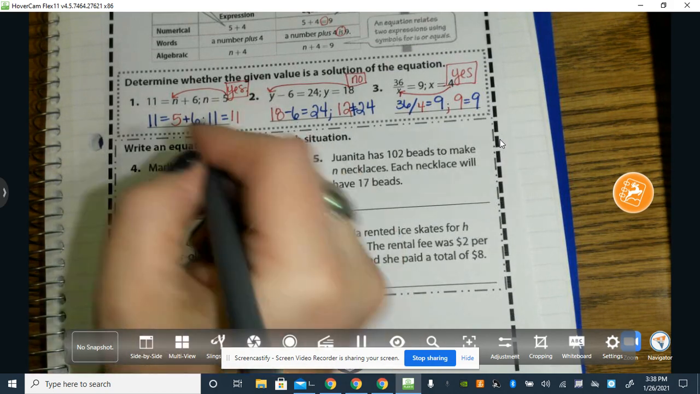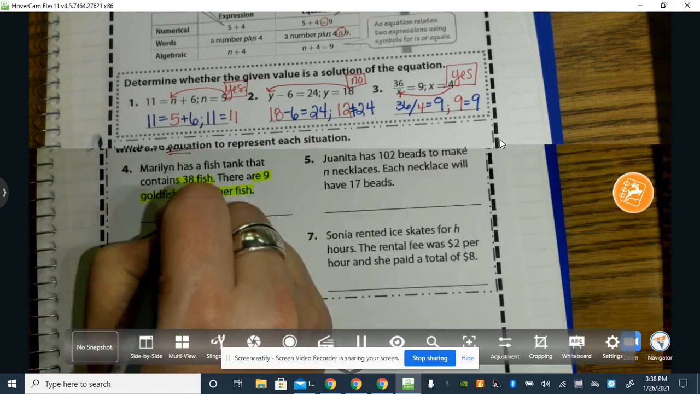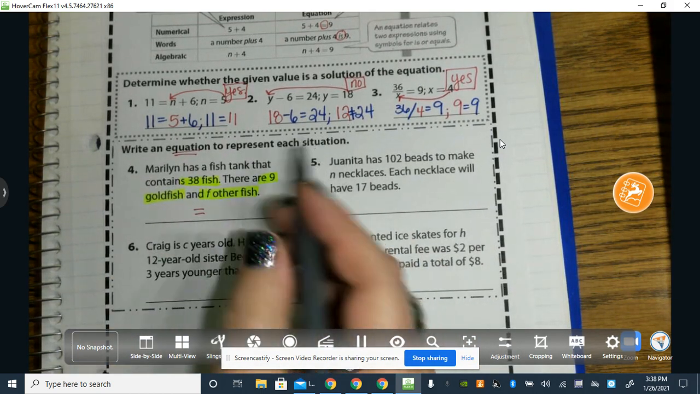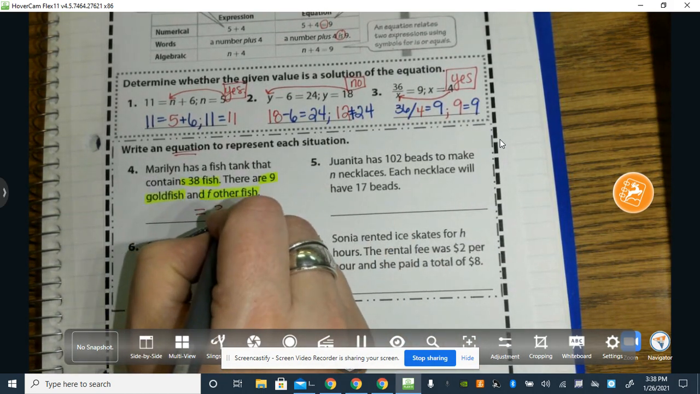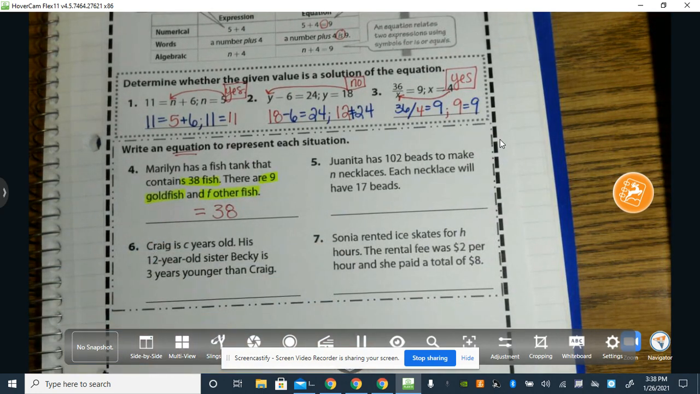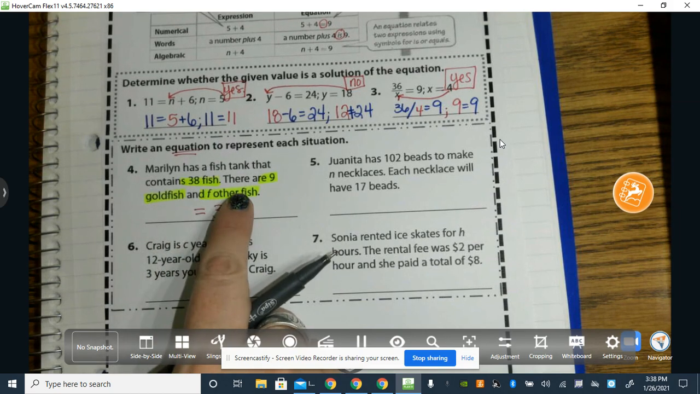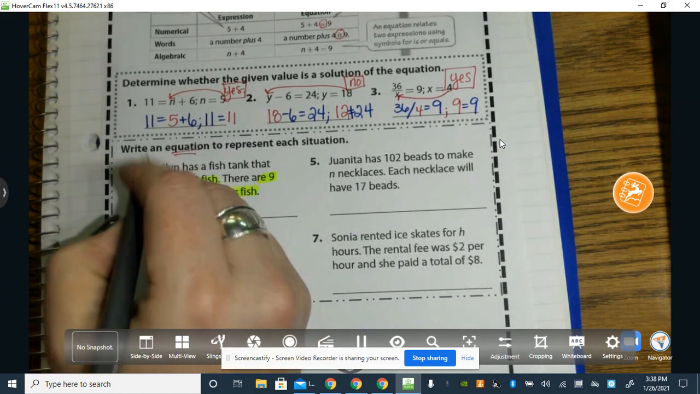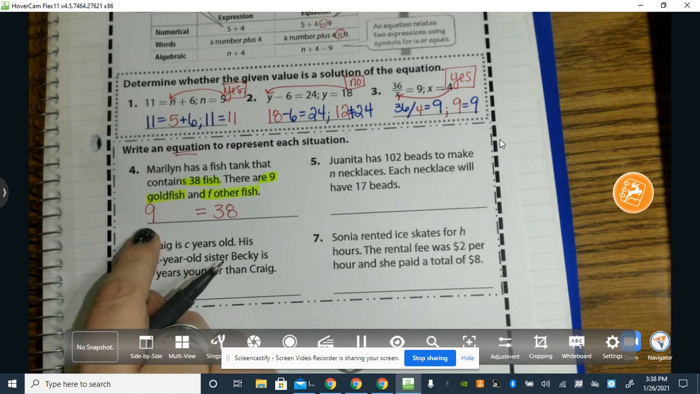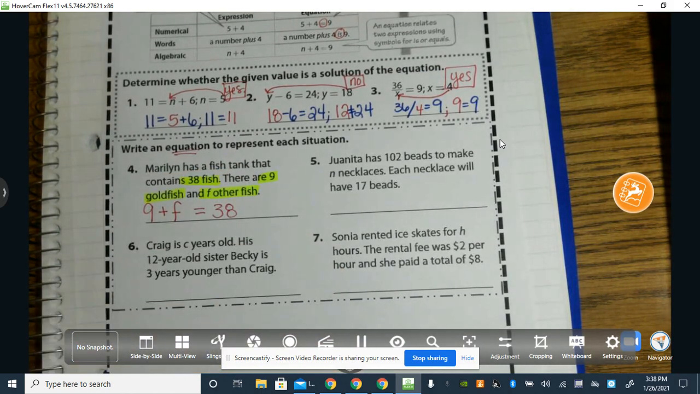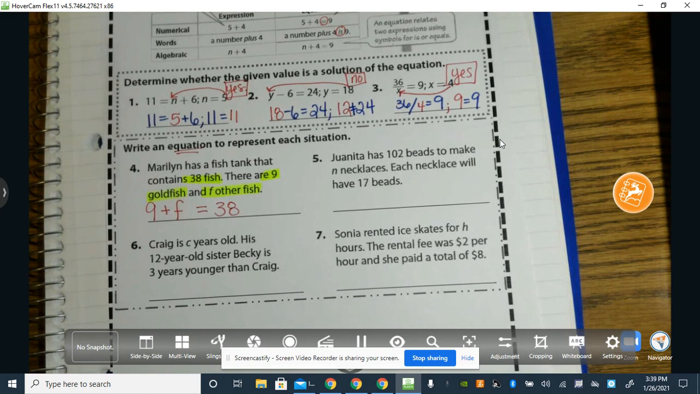So I know I'm writing an equation, so I need an equal sign. Okay, this 38 is a total, so I'm going to put the total on the right side. There are 9 goldfish and F other fish, so I need to start off with my 9. That represents how many goldfish, and then I'm adding the F, which is the rest of the fish. You could also do F plus 9, same way to represent that equation.